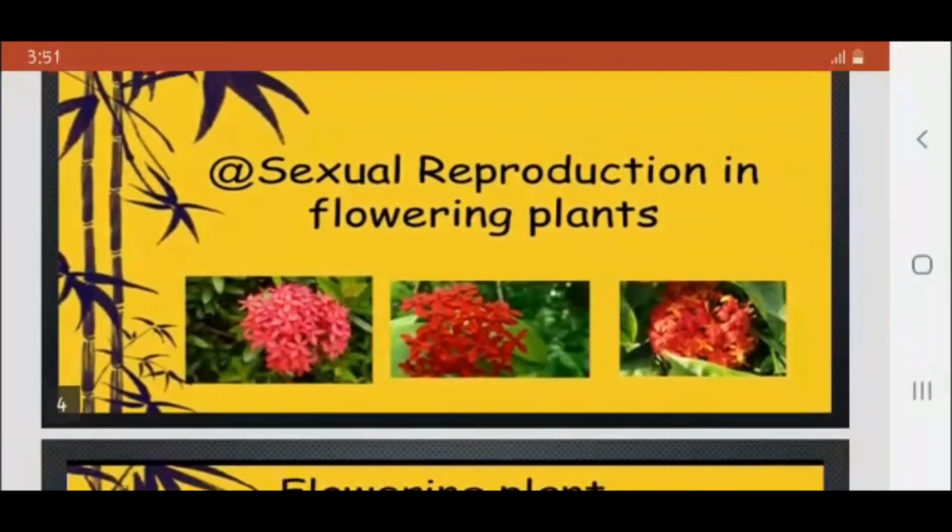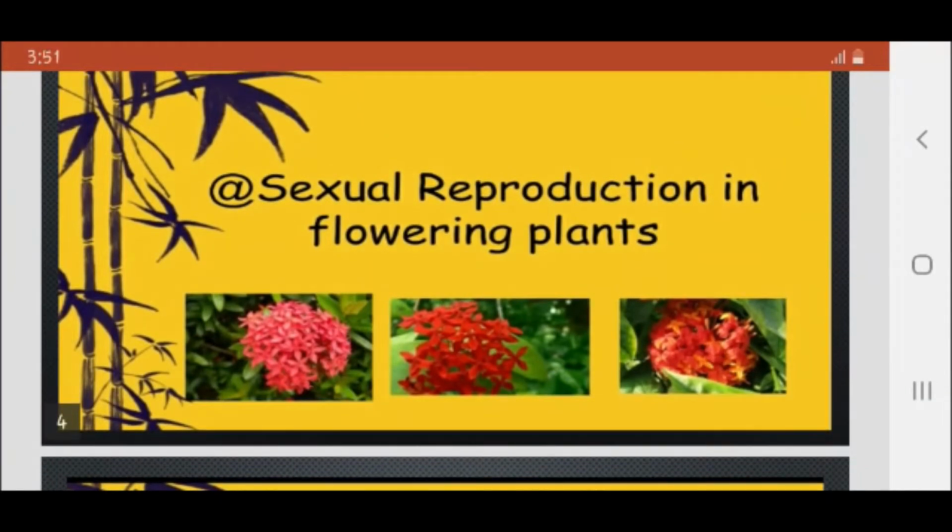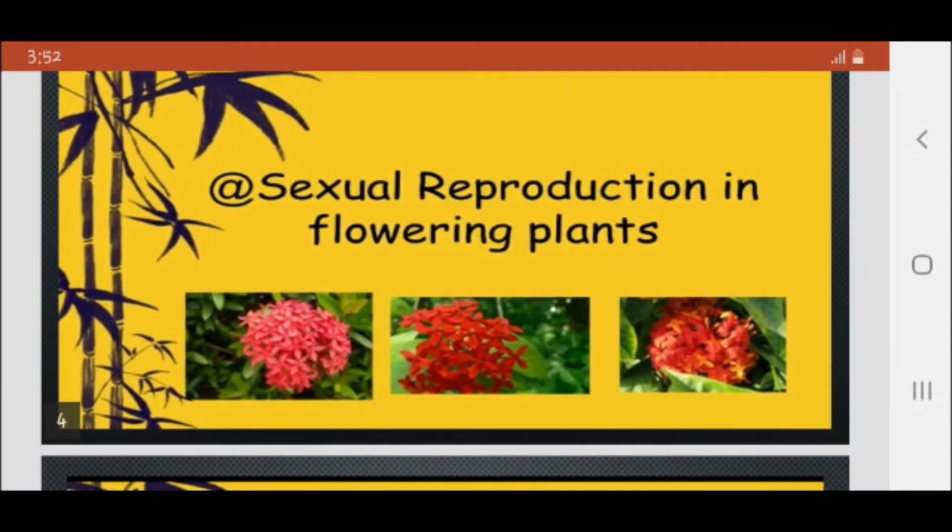Sexual reproduction in flowering plants. We have discussed the different classes of plants. First is angiosperm, gymnosperms, mosses and ferns. So today we discuss sexual reproduction in flowering plants, mean angiosperms.